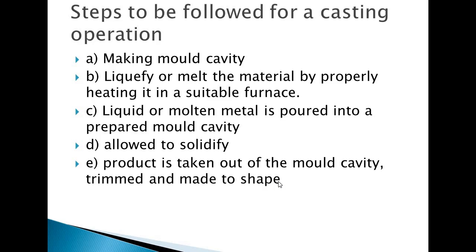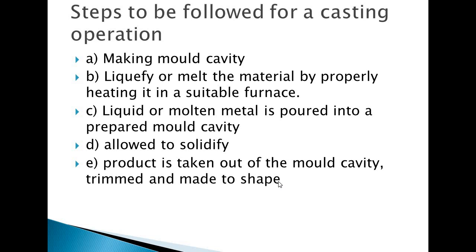When the material is in a liquid state, within that period we take this liquid metal and pour it into the mold cavity. So the second step is very important: we require to maintain the liquidity of the metal. It must be in a flowable condition. If it becomes solid, we cannot pour it inside the cavity. That's why, when we convert the solid material into liquid metal, at the same time we require to pour it into the cavity.